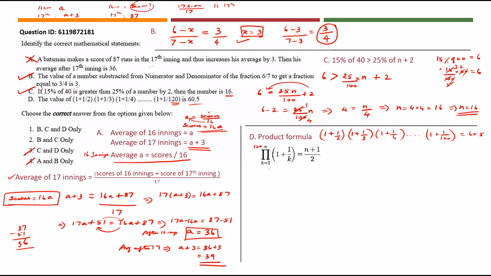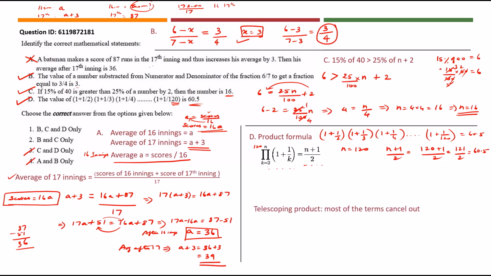Now let me give you the product formula. This is equal to n plus 1 by 2. What is n here? It is the final number. So it is 120 numbers. So what is n plus 1 divided by 2? It is 120 plus 1 divided by 2, 121 by 2. What is 121 by 2? It is 60.5. So the value is perfectly correct. D is also right. If you don't know this particular formula, what will you do?